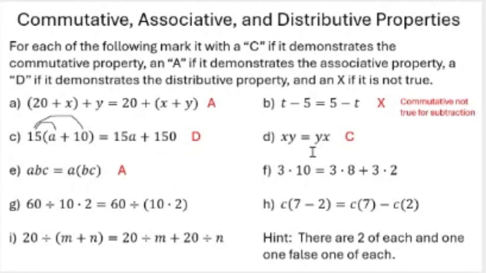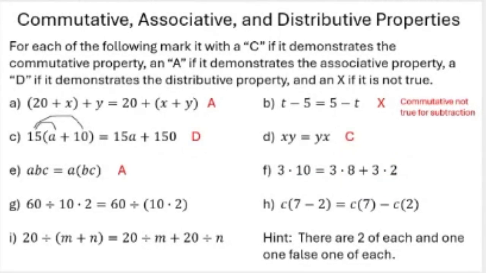Over here, 3 times 10 equals 3 times 8 plus 3 times 2. Now, this is my trick one, because that doesn't look exactly like anything. It's certainly not the commutative or associative property. It doesn't look like the distributive property because there's no brackets. So check it out and see if it's false. Is it true? Because if it's not true, then it gets an X. 3 times 10 is 30. 3 times 8 is 24, and 3 times 2 is 6. Oh, it is true, right? 30 equals 24 plus 6. Okay, so both sides are the same, so it is true.